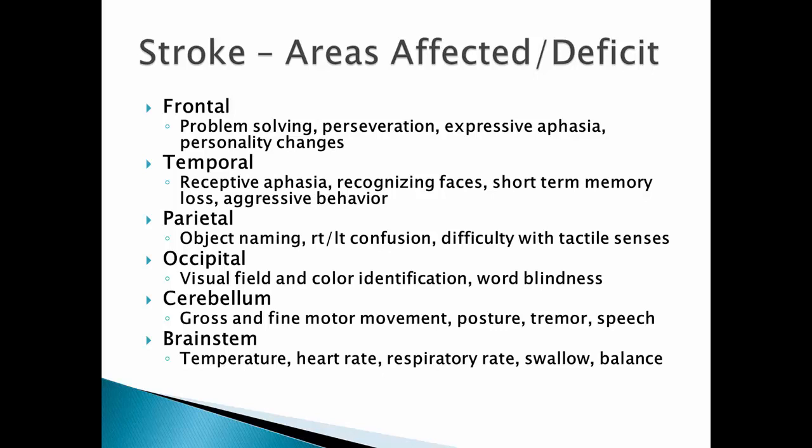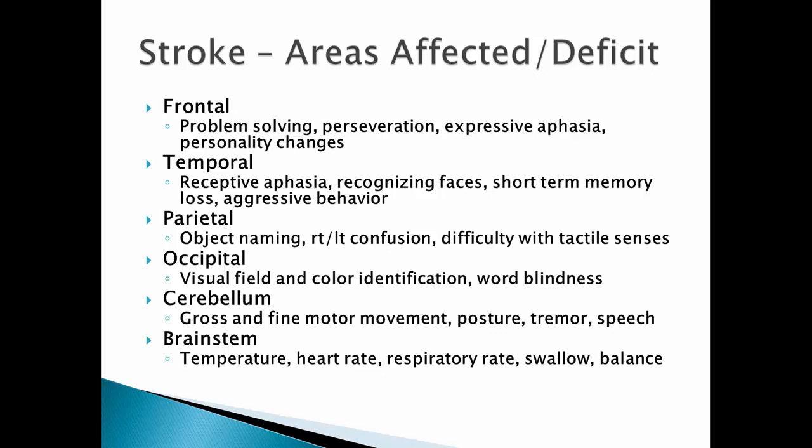When we think about the parietal lobe, we think about a deficit that affects stroke that affects the parietal lobe. The deficits we would be looking for would include object naming. They may have difficulty with right and left. They may have right versus left neglect. They may confuse right and left side. They may also manifest difficulties with the tactile senses, because what happens in that parietal lobe is the ability to integrate sensory information as well as process our language.